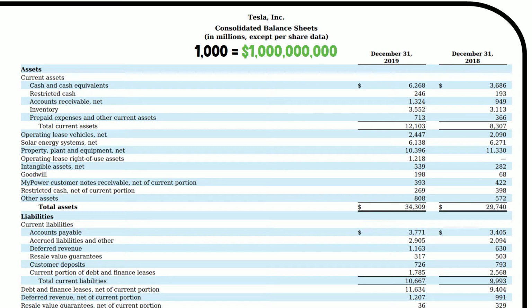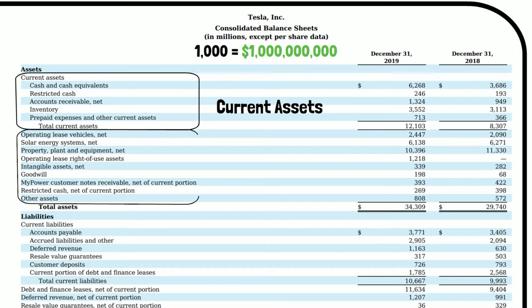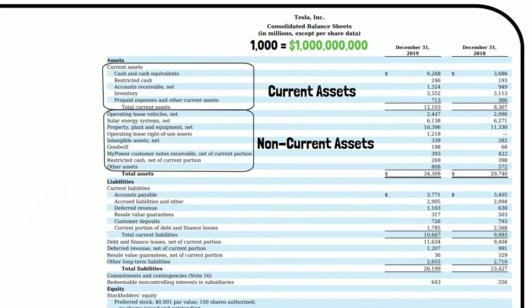The first of the 3 sections is called assets. Again, these are the valuable items the business owns that hopefully help generate income. The assets section is separated into current assets and non-current assets. Current assets are assets that are expected to be used or sold within a year. Non-current assets are the opposite and are considered more long-term.